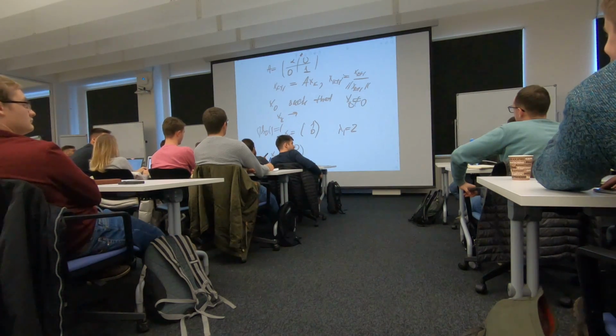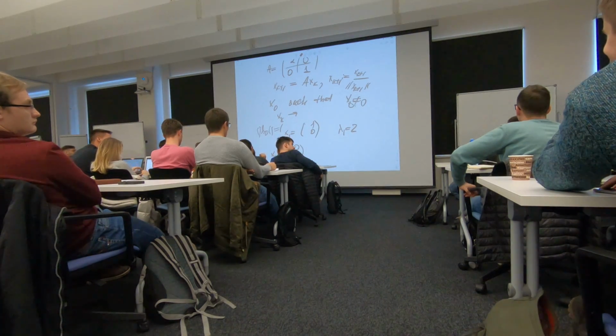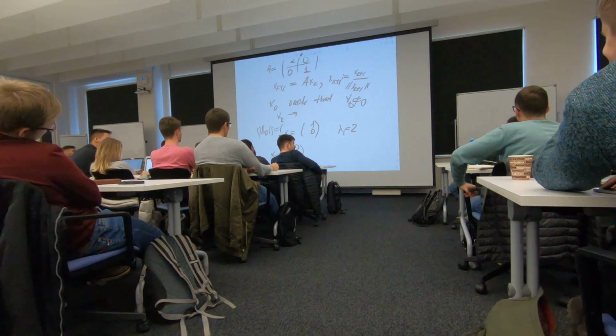So if you have a starting vector that is orthogonal to the eigenvector that we are looking for, then in exact arithmetic we will always stay in the subspace that is orthogonal to this eigenvector.